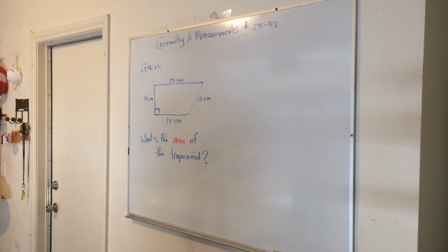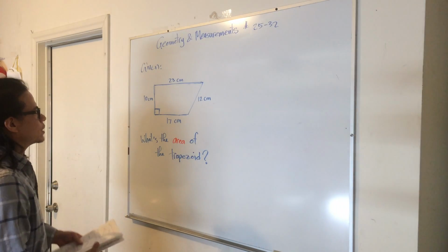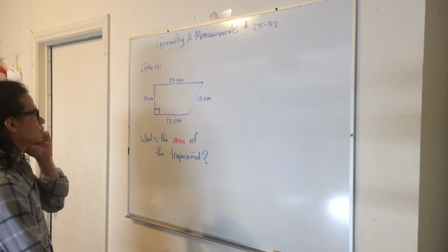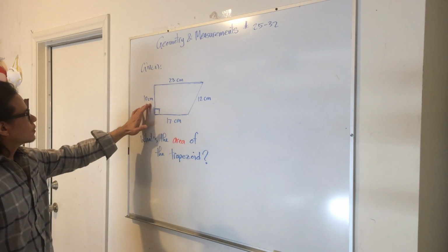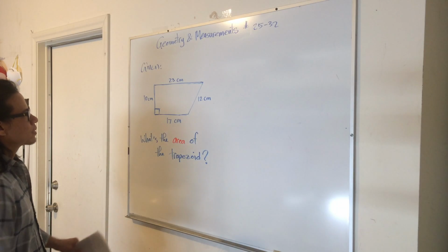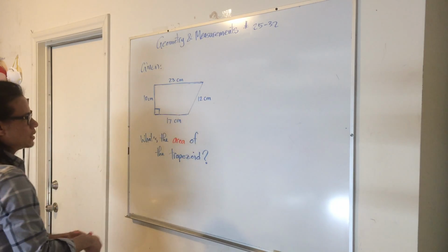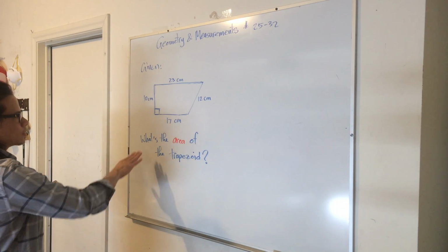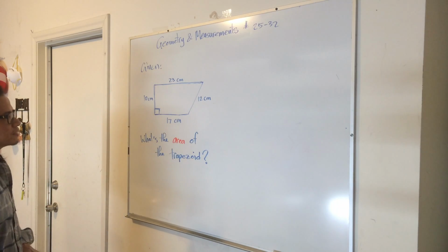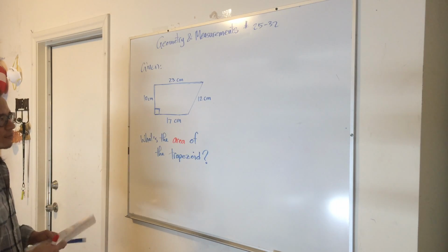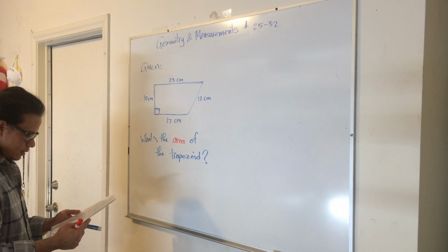Well, for this one, guys, you're given a trapezoid with a base of 17 and 23 centimeters. You have a height of 10 centimeters, and this side is 12. Let's see if we're going to be needing that side or not. So the question asks, what's the area of this trapezoid? Please take a moment to pause this video and see if you can figure this out.